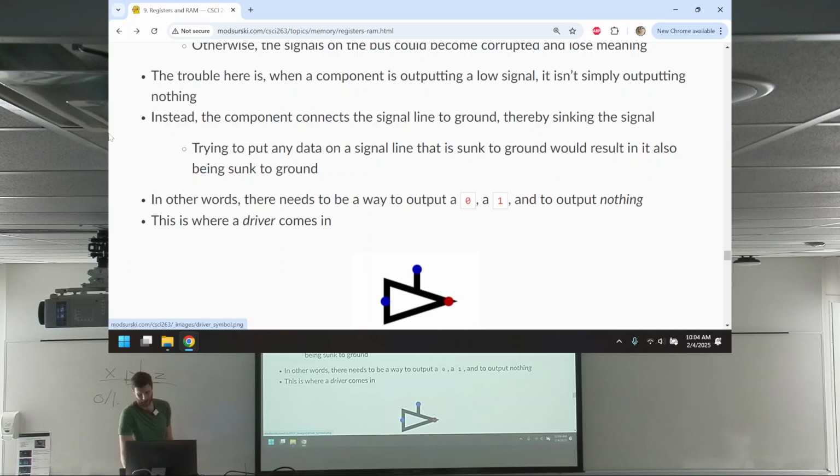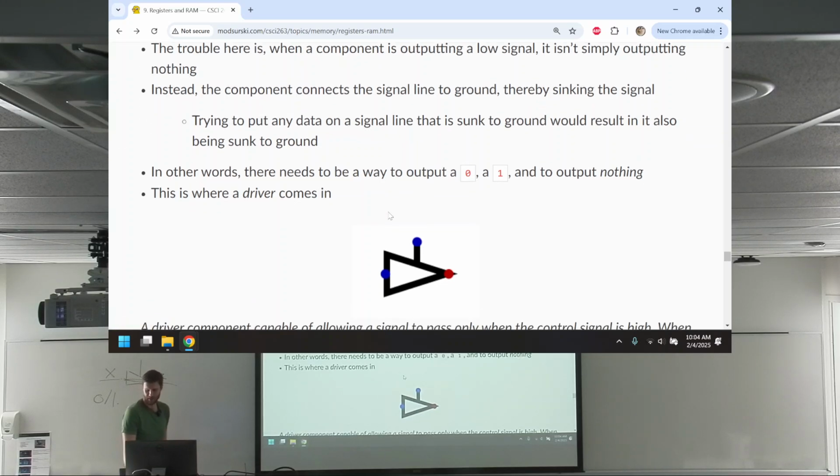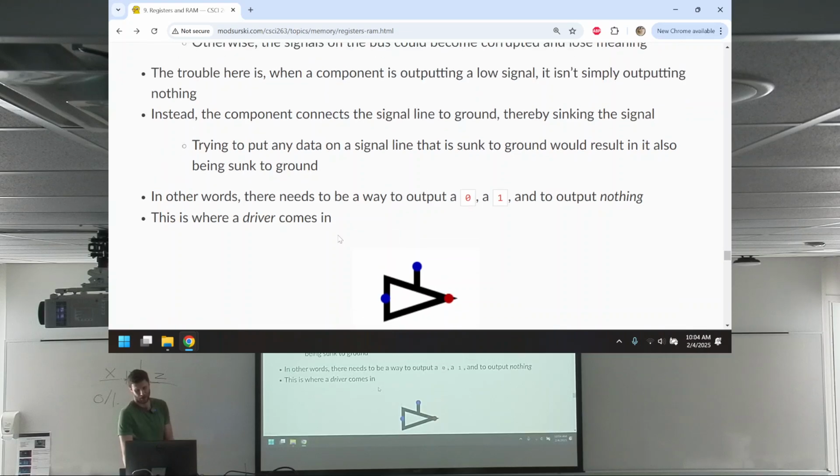When a component connects the signal to ground, remember, when we output a 0, we're actually connecting something to ground, meaning if there was a 1 there, it gets sunk to ground, and we've created a short circuit. We got a problem. In other words, we need a way to output a 0, a 1, and nothing.